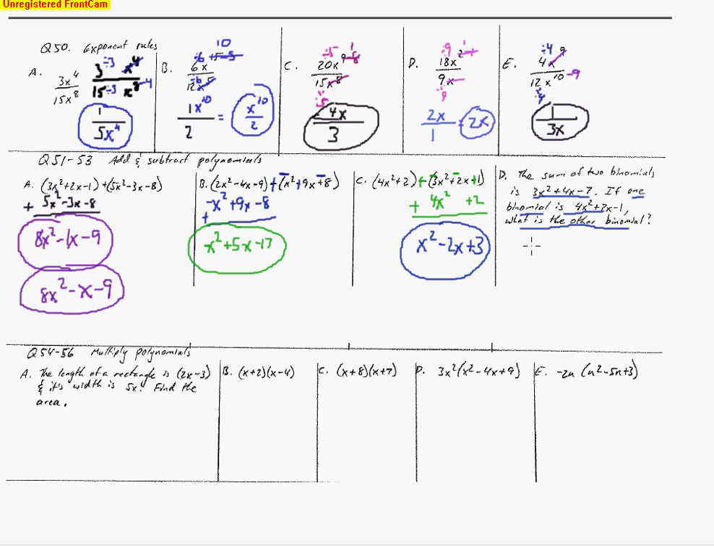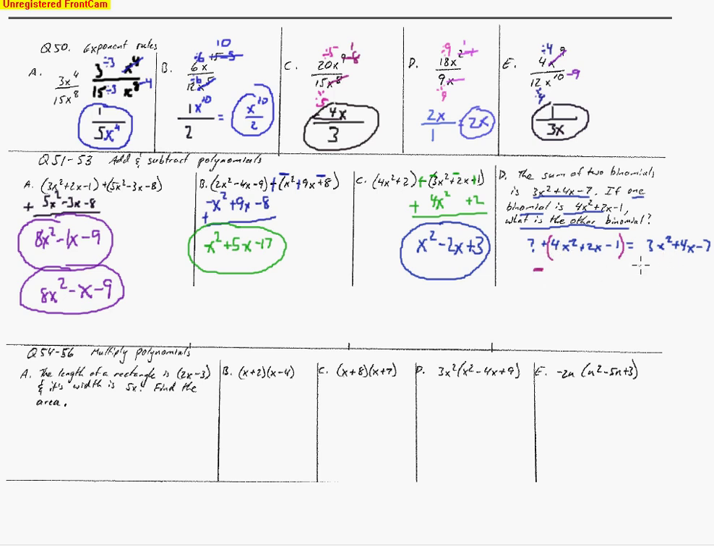It's kind of like saying a question mark, it's one of the binomials, plus the 4x squared plus 2x minus 1 equals the 3x squared plus 4x minus 7. So really this is a subtraction problem. We've got to take this away from this. So what I'll do here is I'm going to go ahead and take this away. So this is my binomial or trinomial here. I'm going to take this away from this.